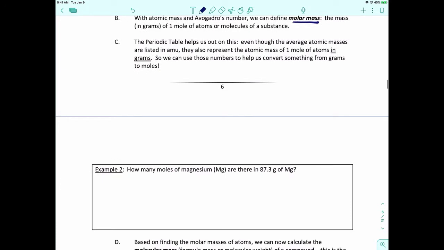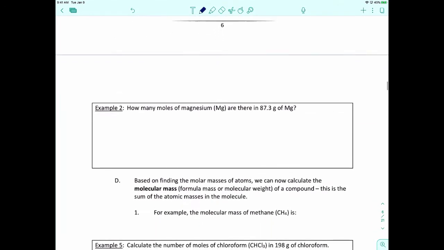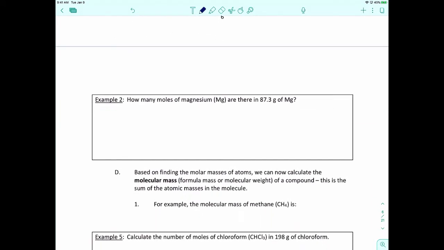All right, so let me give you an example. Here's a problem. How many moles of magnesium are there in 87.3 grams of magnesium? In order to solve this problem, we've got to figure out what we know and what we are trying to find out. We know that we've got 87.3 grams of magnesium. What are we trying to find out? How many moles of it do we have?